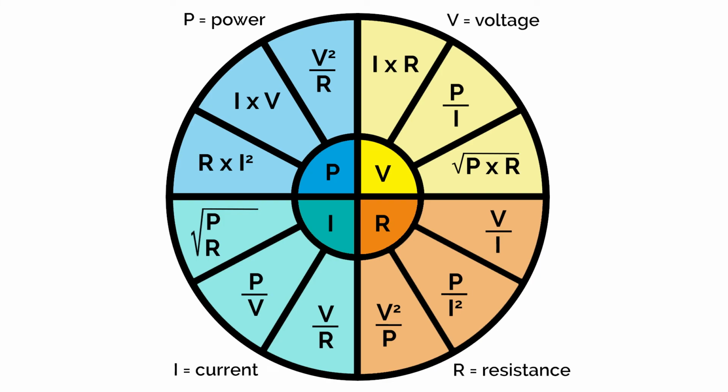The power cycle is presented in the next figure, and each quarter is designed for a different component. We can see in the upper left side the power, the lower left side is the current, the upper right side is for voltage, and the lower right side is for resistance.